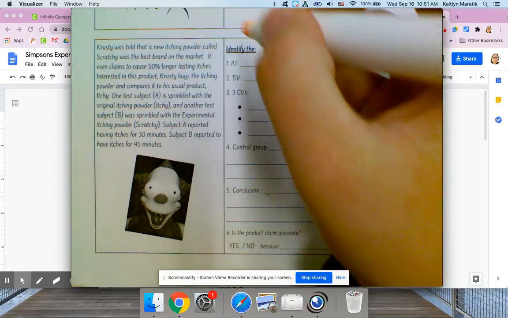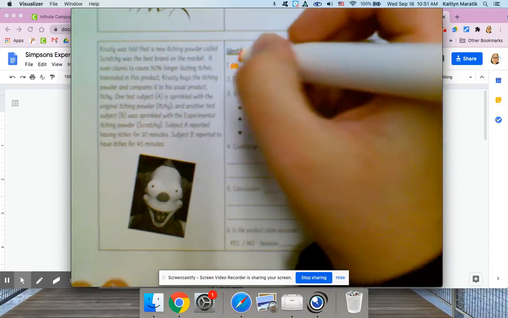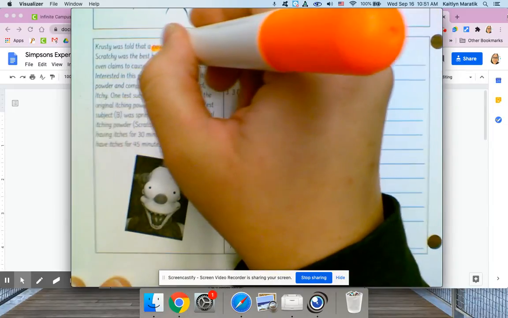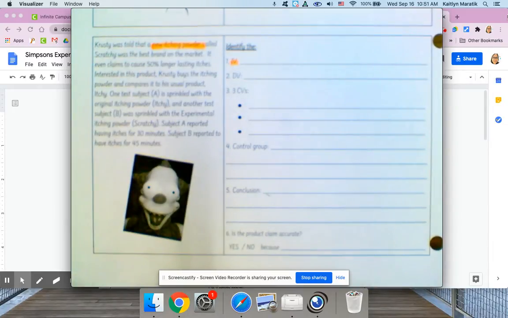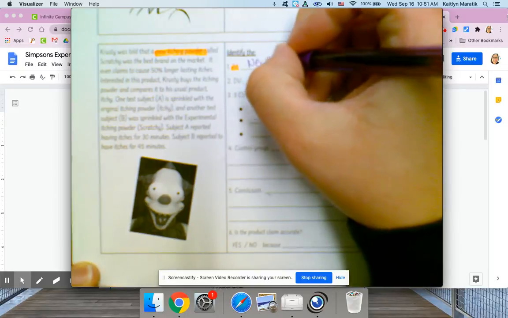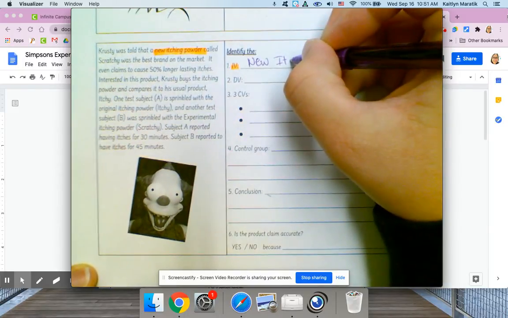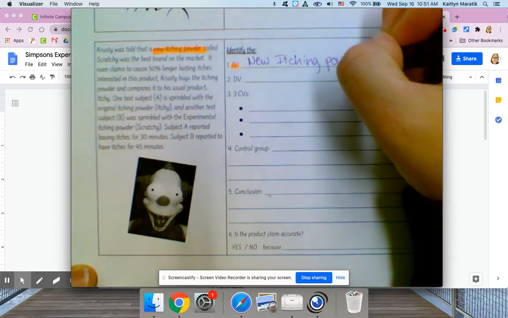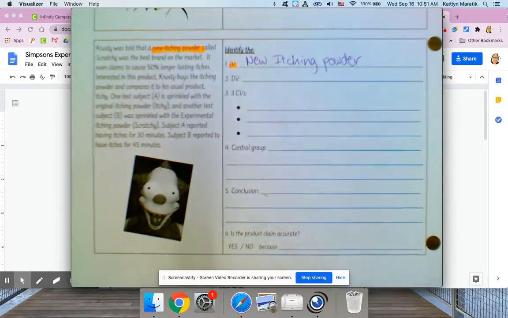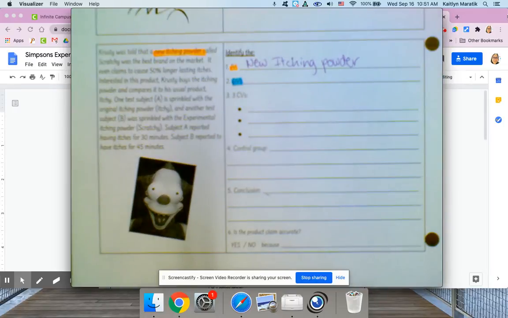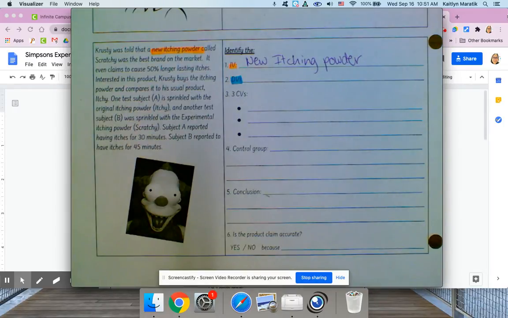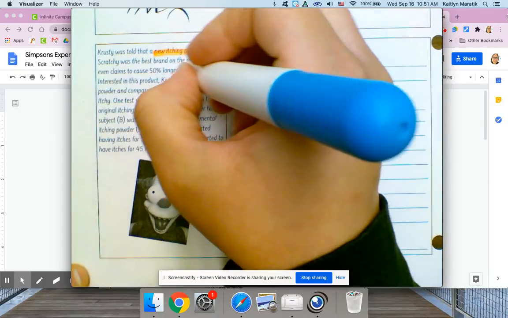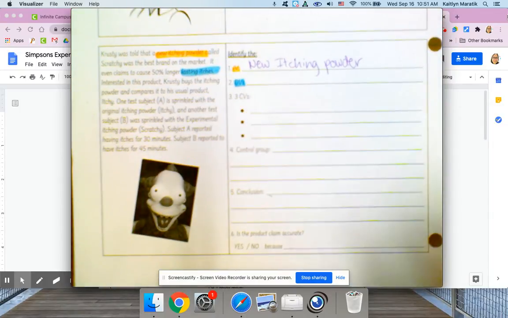Okay, let's make some sense of this. So, what is the one thing we're changing? The one thing we're changing is the new itching powder. So, what are we looking to observe? Our dependent variable is how long the itches last. So, I'm going to highlight this part, length of itching.